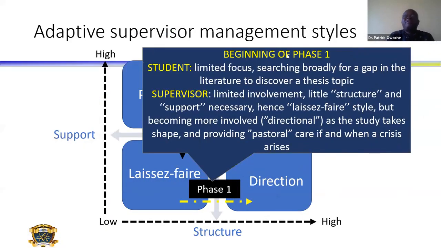So the first phase: the student has limited focus, searching broadly for a gap in the literature to discover a thesis topic. The supervisor has limited involvement, little structure and support necessary, hence laissez-faire, but becomes more involved as the research takes shape.